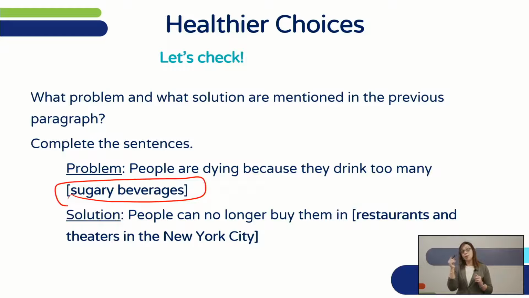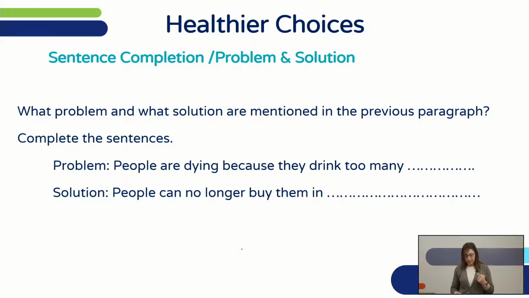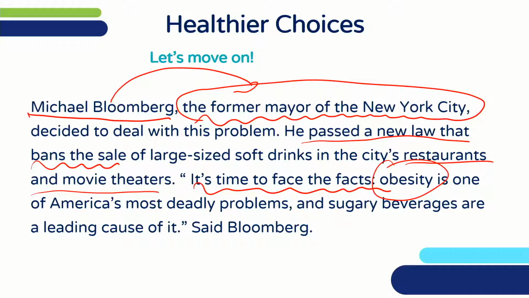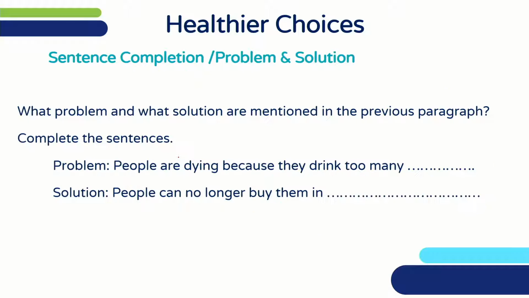Now we'll go back to the paragraph and check. The solution is that they cannot buy them in restaurants and theaters in New York. If we go back here, see, he says, America's most deadly problems, sugary beverages. So we're right. And the law now bans the sale of large-sized soft drinks, the solution, in the cities. First, restaurants, and second, movie theaters.